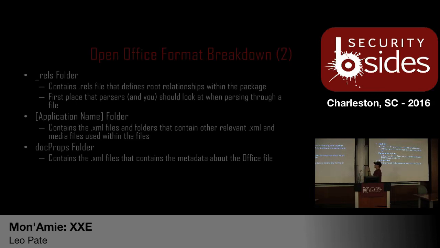So the top one is the relationship folder. Now remember, the relationship portion is the key. It's what ties everything together, right? It contains a .rels file that defines root relationships within the package, being the docx file itself. It's the first place that parses, and you should look at when parsing through a file, right? I say that because this is where most XXE code is going to be implemented, in a relationship file, because it's normally the first thing that gets looked at when it's being parsed.